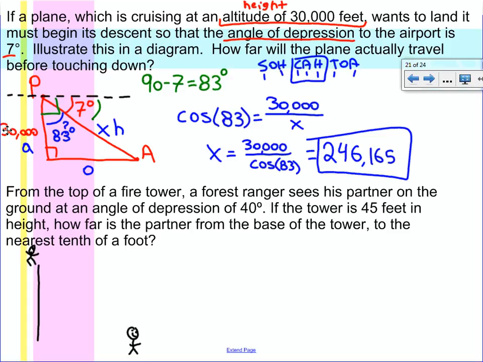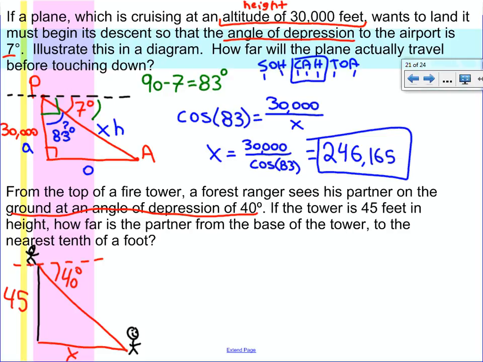So that means that we need to draw a horizontal line at the man and then create an angle downwards off of that horizontal. So that tells you right there is 40 degrees. If the tower is 45 feet, so let's label that 45 feet. How far is the partner from the base of the tower? So they're asking for this bottom line down here, so we'll call it x.